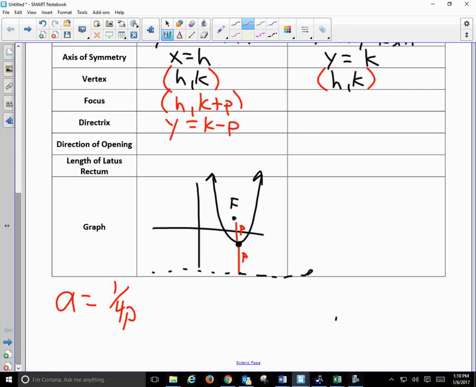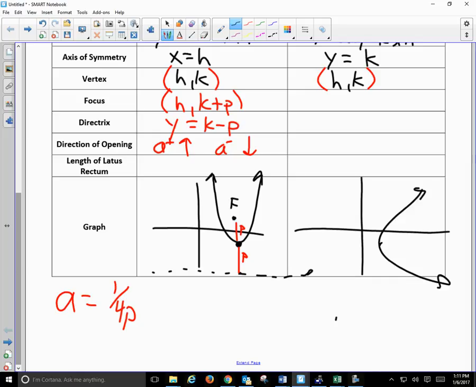We talked about direction of opening yesterday, right? If a is positive, it goes up. If a is negative, it goes down. Now, let's talk about the horizontal parabola here. Again, you have a vertex, and then you have a focus point, and you have a directrix. And again, the focus point sits p units from the vertex, and the directrix sits p units from the vertex. So if I move from the vertex to the focus, do I move horizontally or vertically? Horizontally. Is that going to affect the h value or the k value? It's going to affect the h value. So it'll be h plus p, whatever the k value is.